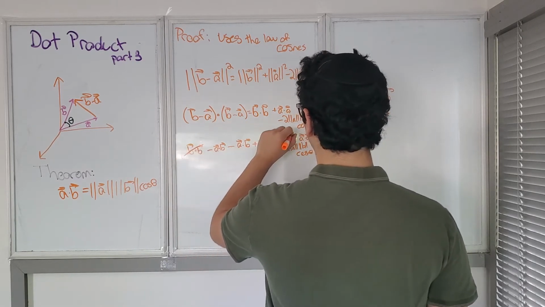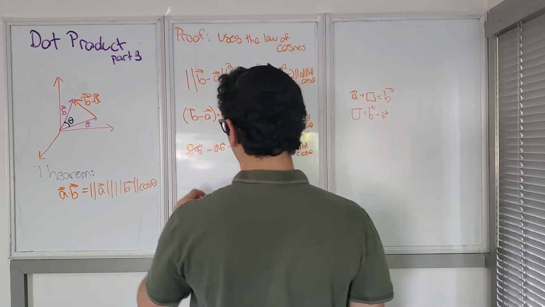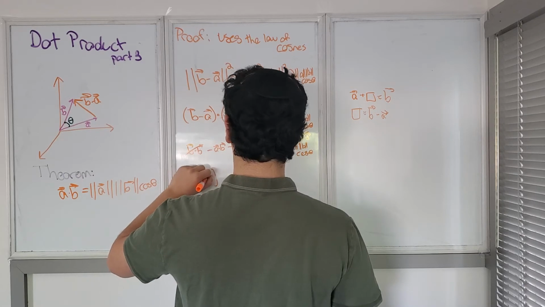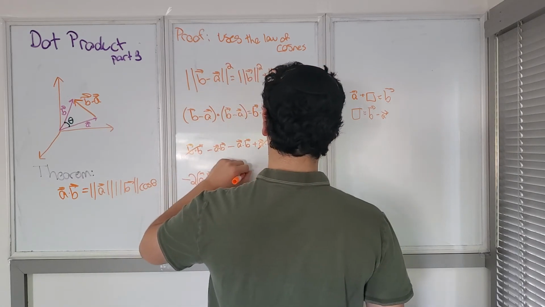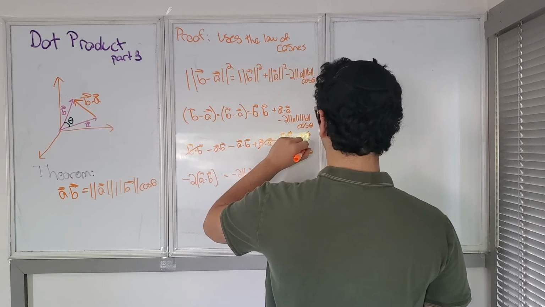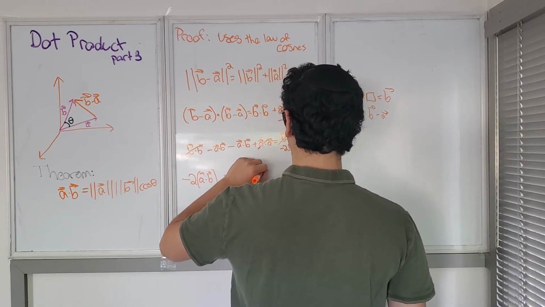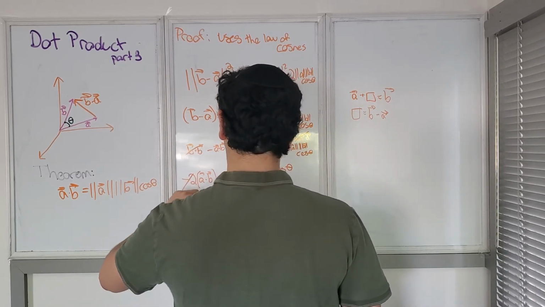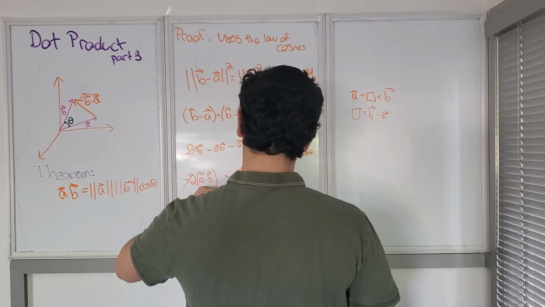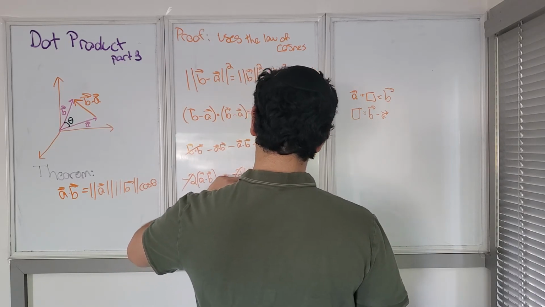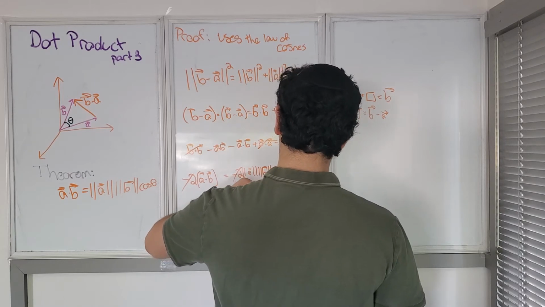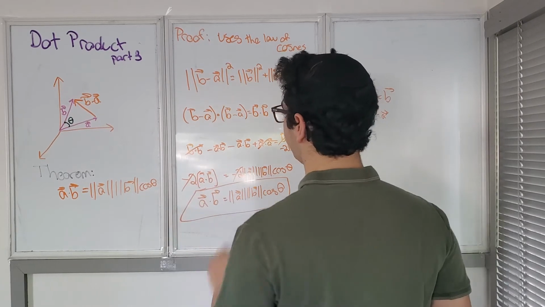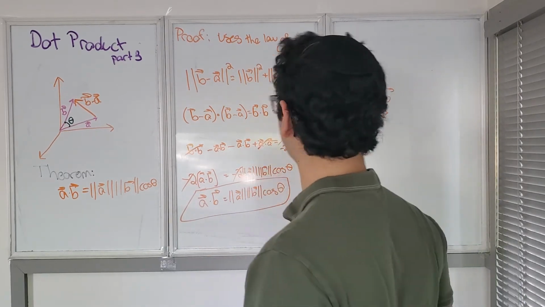And we can cancel this out with this and this out with this. So we're left with minus 2A dot B equals minus 2 magnitude of A vector, magnitude of B vector, cosine theta. I could cross out those minus 2s. And I'm left with A dot B equals the magnitude of the vector A times the magnitude of the vector B times cosine of theta. This right here is a very important theorem that we have just proved.